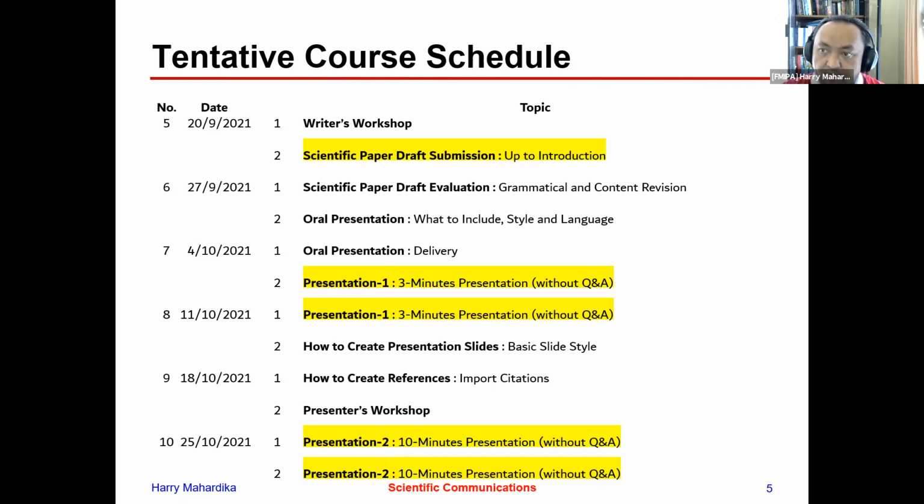At the same time as our evaluation of the paper draft, or the introduction of your paper draft, we also start working on the oral presentation. How to prepare PowerPoints, and what style you need to choose to present.